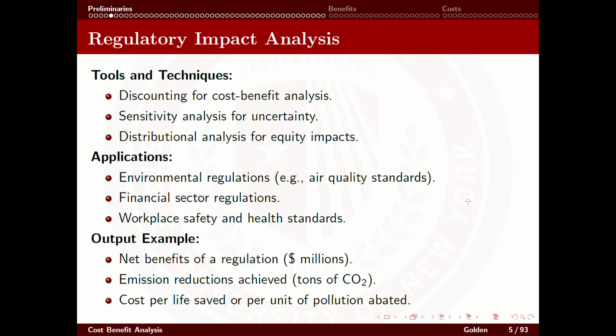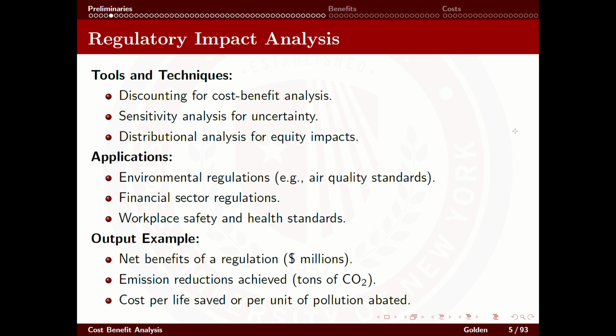So tools and techniques: discounting for cost-benefit analysis allows you to think about how the regulatory policy happens over time, because generally the benefits of regulation are more distributed over a longer time period. You can do sensitivity analysis for uncertainty. How sure are you of your assumptions? How likely is it that the industry will come up with ways around this regulation, or that you'll hinder innovation? And then you can do a distributional analysis for the equity impacts.